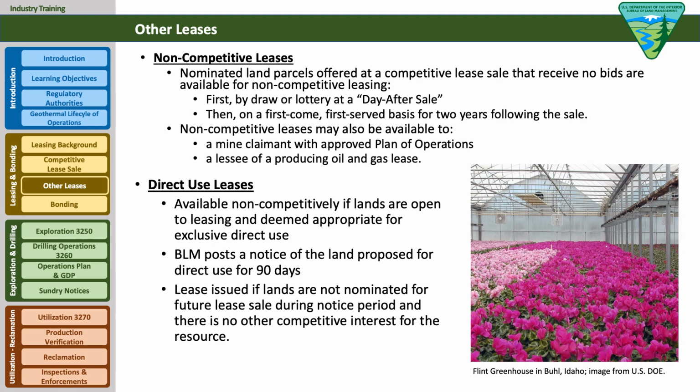After receiving the leasing request, BLM posts a notice of the lands proposed for direct use for a 90-day public comment period. If the lands are not nominated for a future lease sale during this period and there is no other competitive interest for the resource, the direct use lease is then issued. While the regulations do provide for a competitive sale process if a direct use lease is nominated during this period, no existing direct use lease has been issued competitively.